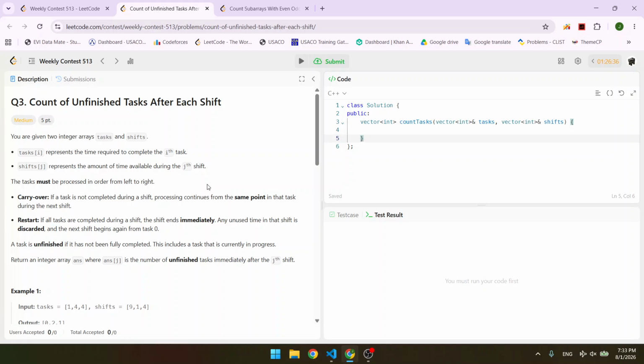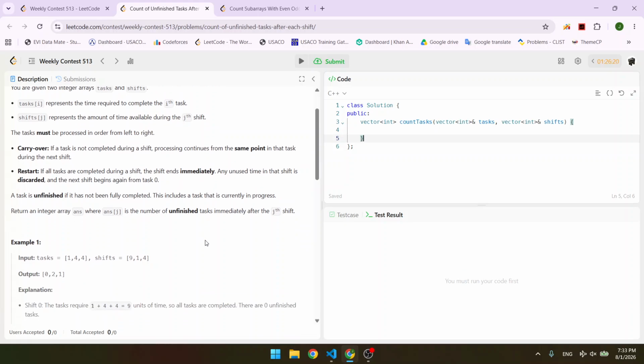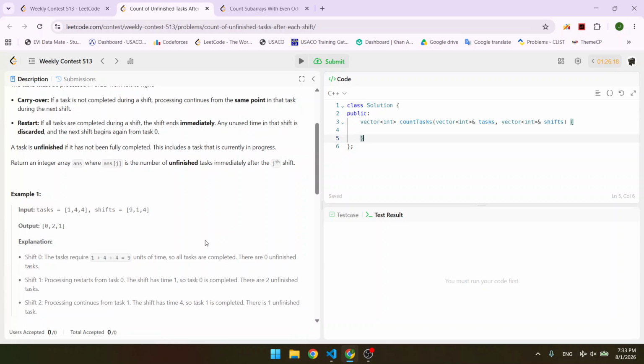during the next shift. Restart: if all tasks are completed during a shift, the shift ends immediately. Any unused time in that shift is discarded and the next shift begins again from task 0. A task is unfinished if it is not fully completed. This includes a task that is currently in progress. Return an integer array answer, where answer j is the number of unfinished tasks immediately after the j-th shift.